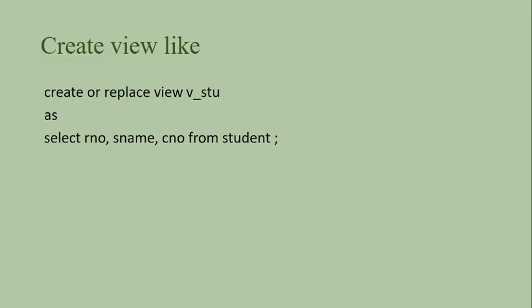We will take one example. In the student table, we have roll number, student name, address, and CNO. Roll number we consider as a primary key, student name as not null, and CNO as a reference key. So I am creating a view: create or replace view v_stu as select RNO, S name, CNO from student. So in the student table, three constraint fields are there: roll number is a primary key, student name is not null, and course number is a foreign key. So now in this view, we have all the constraint attributes.